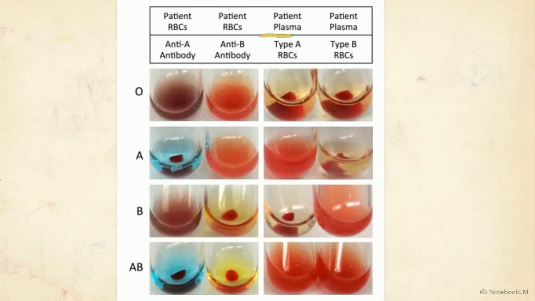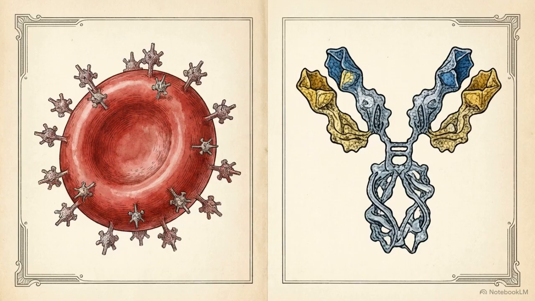Here, we test the patient's plasma against known A1 and B lab cells to map exactly which antibodies are circulating. Safe transfusion medicine demands dual empirical proof. We prove exactly which antigens exist on the cells and exactly which antibodies patrol the plasma.